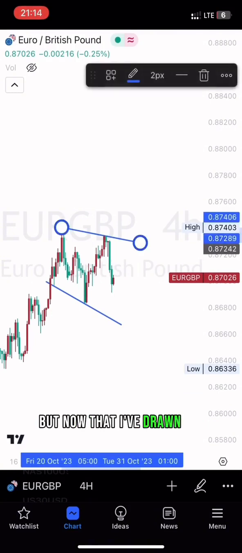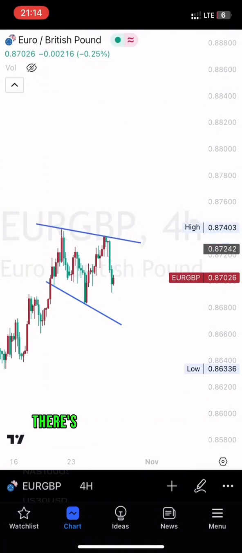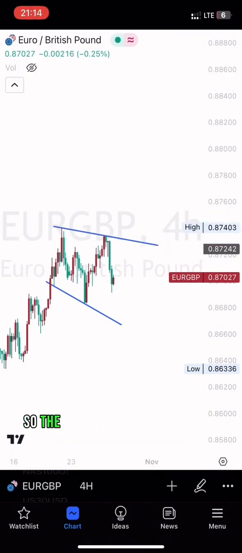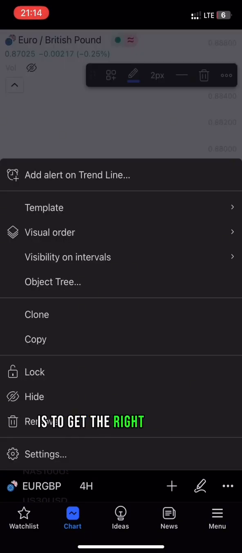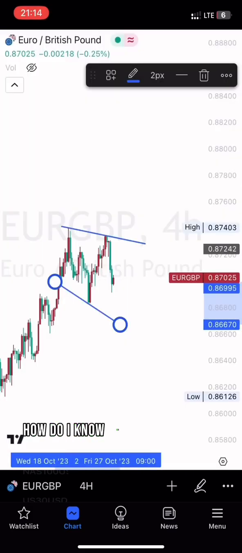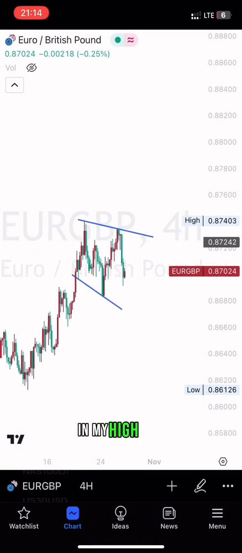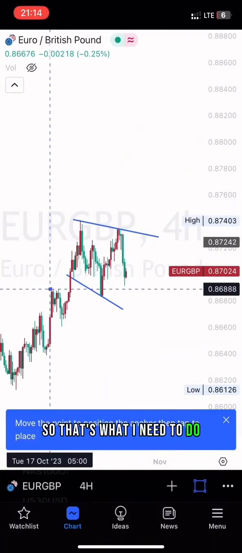But now that I've drawn my trend line here, you can see that there is a left shoulder right there and the right shoulder. So the next thing I would need to do is to get the right shoulder, right? So I'll need to trade the right shoulder. How do I know it's the right shoulder? I'll use a trend line to draw my lower low and my higher high. So that's what I need to do.